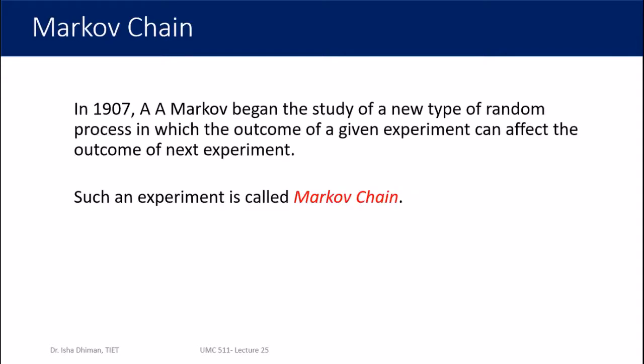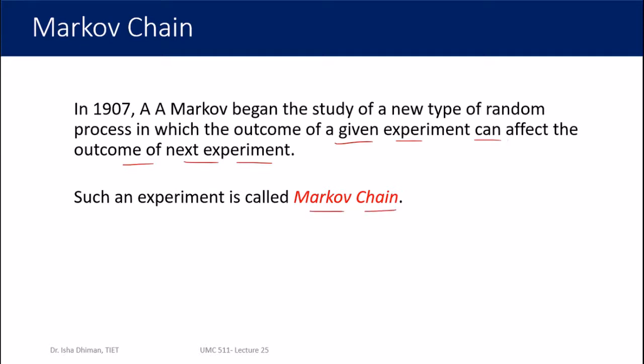So what is this Markov chain basically? In 1907, A. Markov began the study of a new type of random process in which the outcome of a given experiment can affect the outcome of next experiment. Such an experiment is called Markov chain.